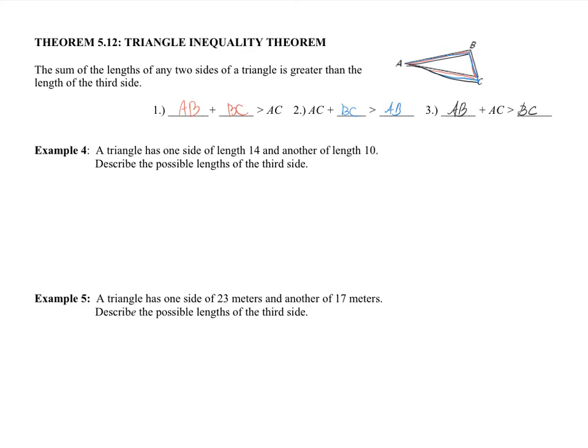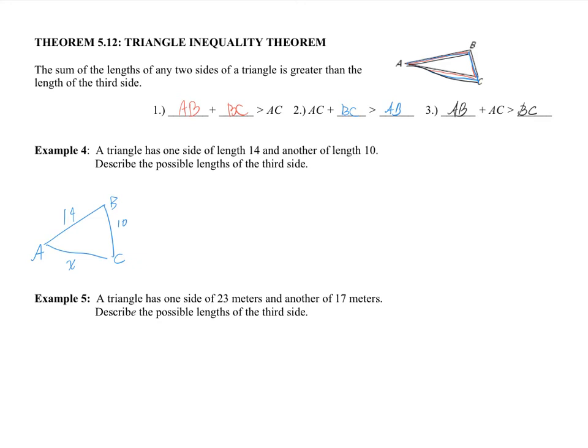Now let's take a look at example 4, and this will illustrate how to apply the triangle inequality theorem. A triangle has one side of length 14 and another of length 10. Describe the possible lengths of the third side. So I'm just going to draw a random triangle here. A, B, C.